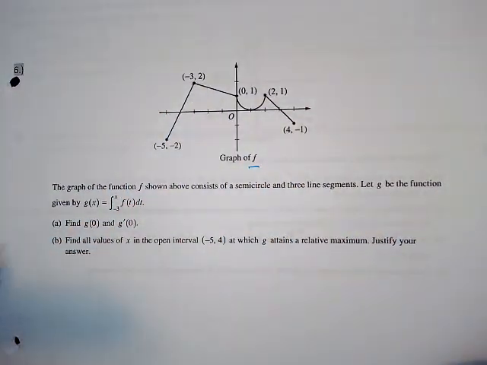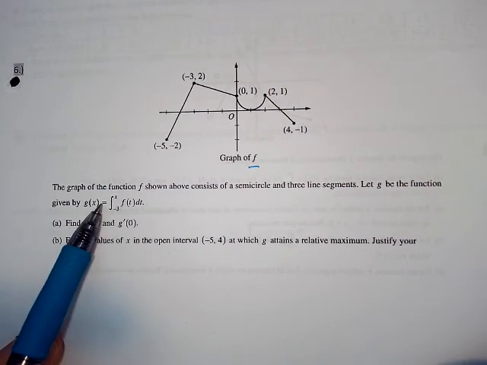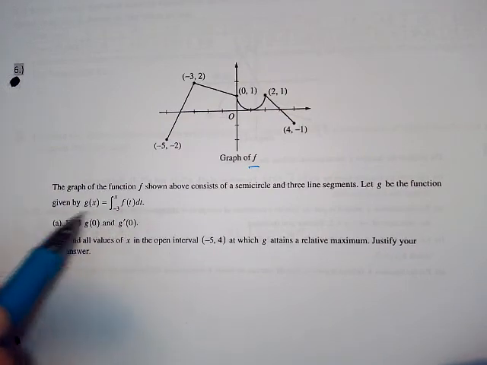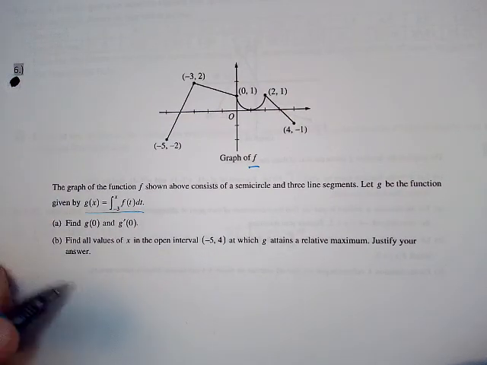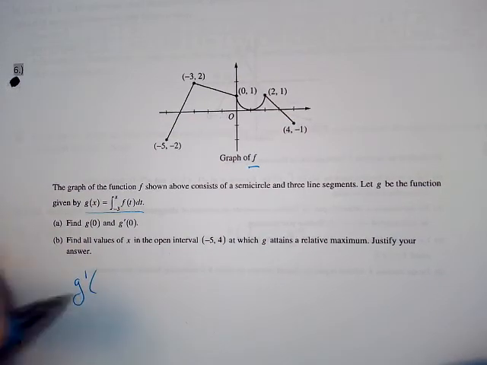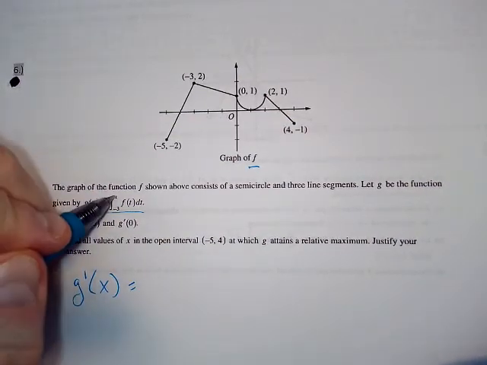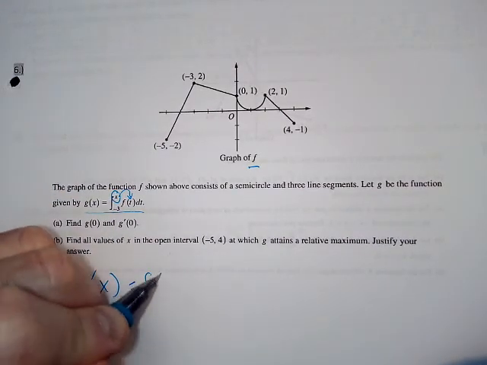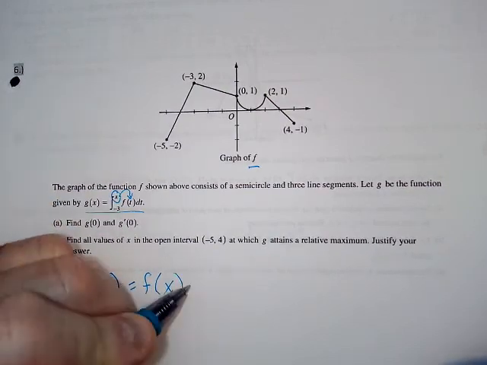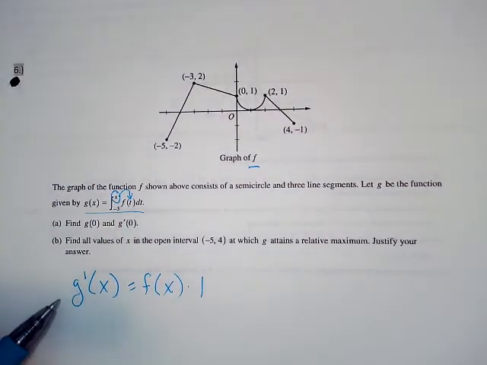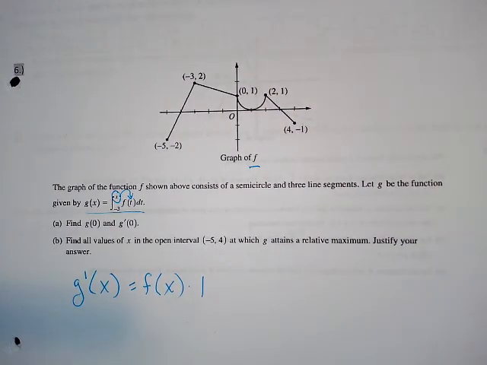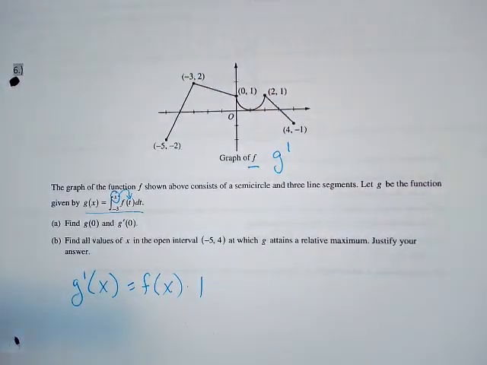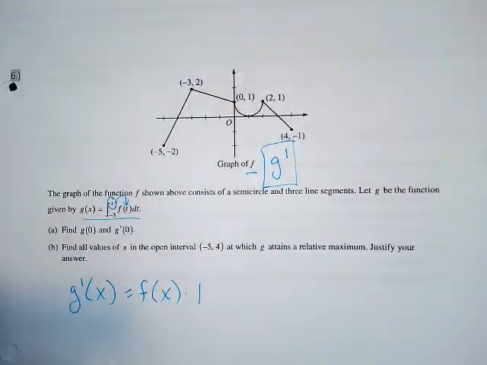Let g be the function given by g of x equals the integral from -3 to x of f of t dt. As soon as we see an integral defined this way, we need to make sure we understand that g prime of x will be found by plugging x in for t and then multiplying by the derivative of x, which would just be 1. So it actually tells us that g prime is f. So this graph is of f, but it's also of g prime, and that's a really important thing that we need to recognize.